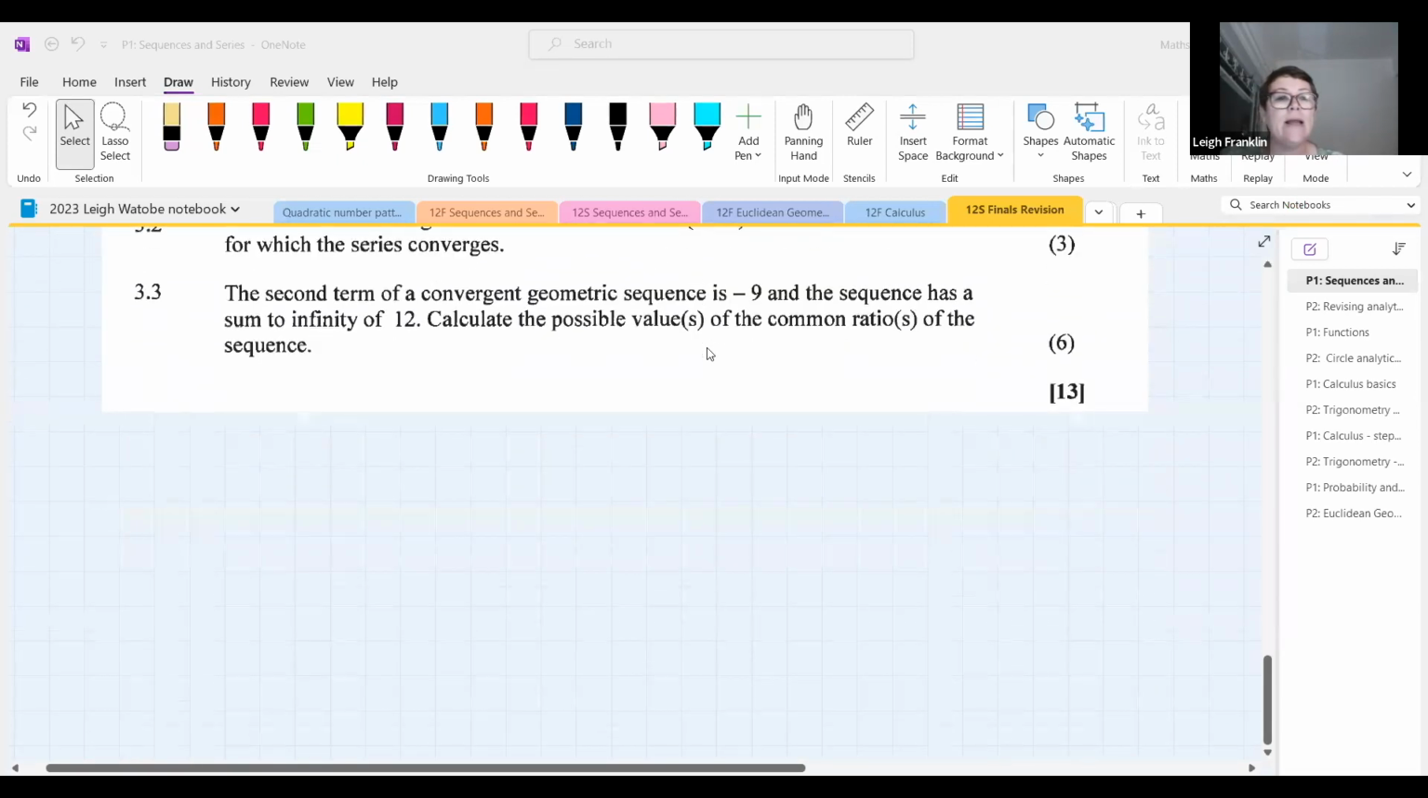So what I'd like us to focus on in the last few minutes, because I always want to do a little bit of problem solving with you, is question 3.3. It tells us the second term of a convergent geometric sequence is -9, and the sequence has a sum to infinity of 12. Calculate the possible values of the common ratio of the sequence, out of 6 marks. Please take screenshots. You can take a screenshot before and then a screenshot afterwards, and then you can try the question again yourself and see.